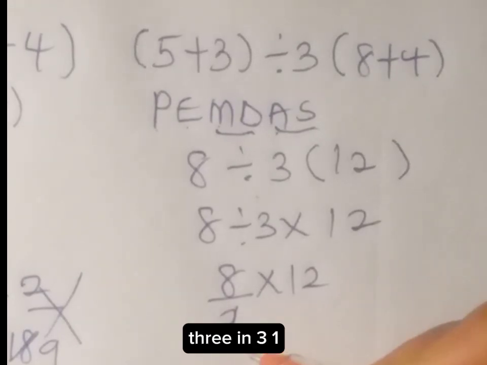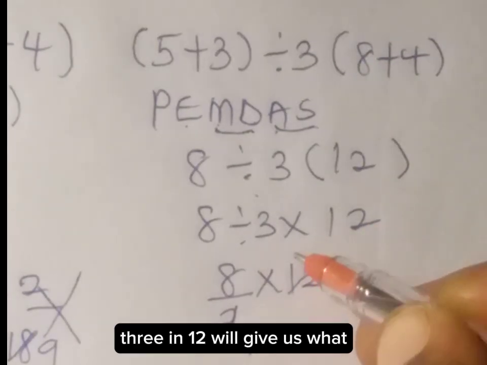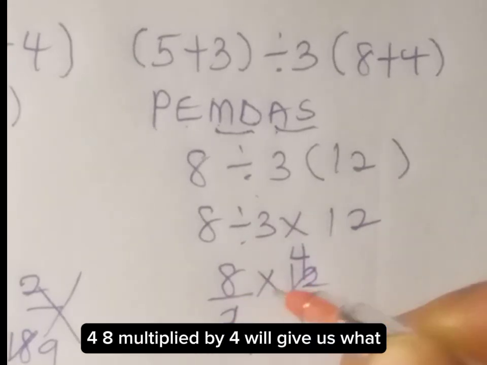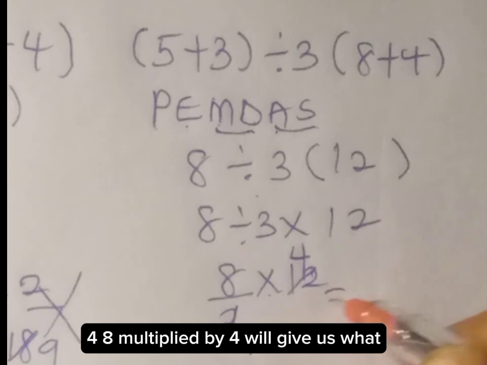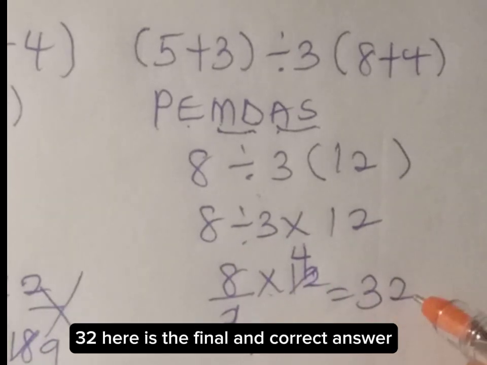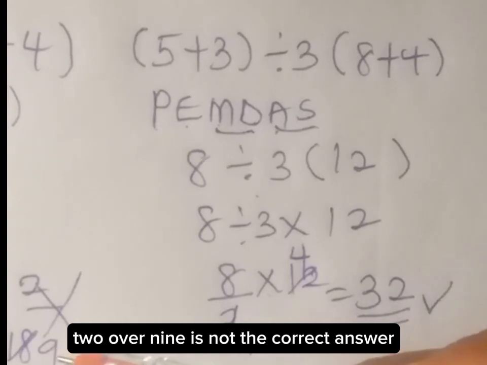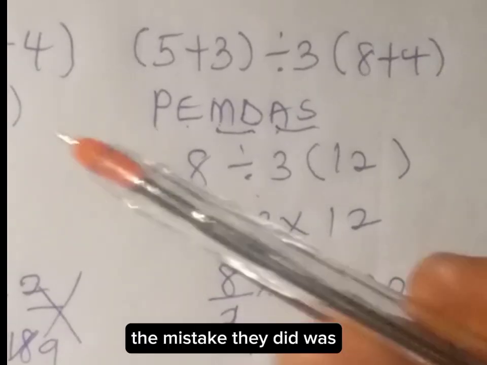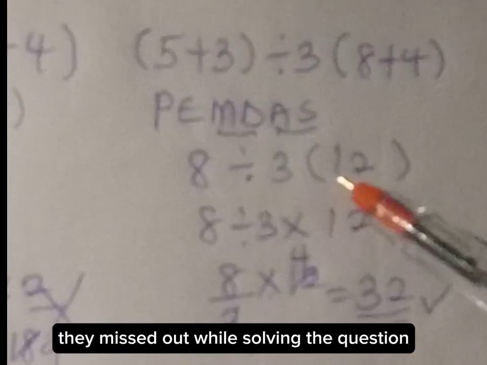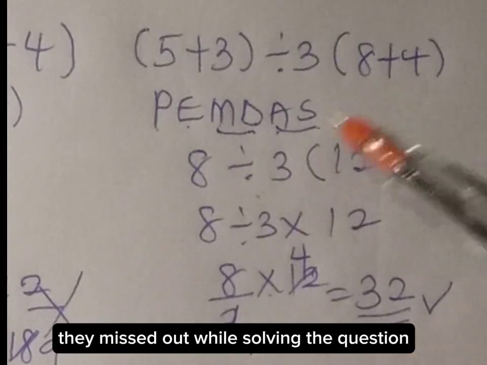3 in 3, 1. 3 in 12 will give us what? 4. 8 multiplied by 4 will give us what? 32. Here is the final and correct answer. 2/9 is not the correct answer. The mistake they made was that they missed the order of operations while solving the question.